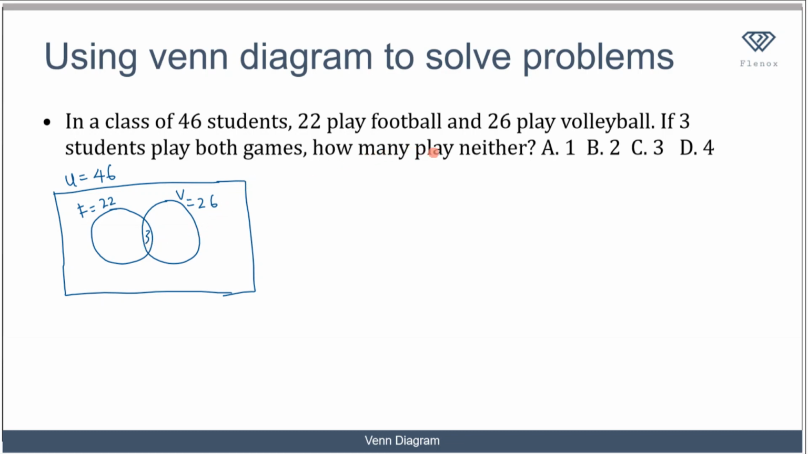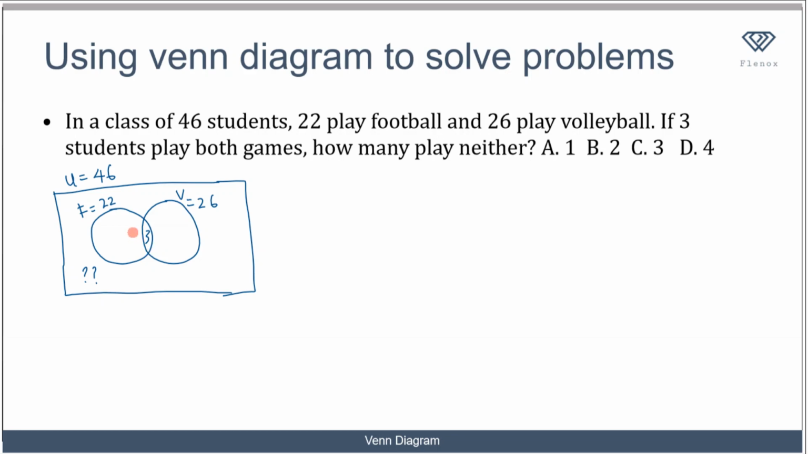Then how many students play neither? As we know, how many students play neither refers to the complement of these two sets. So the complement of A union B will be everything outside of here. So this is what I'm told to find, because this represents the complement of F union V, and they represent the students that don't play anything. So as I know, those that play nothing, and those that play football and volley, plus those that play both of them, will give me the number of students in the classroom.